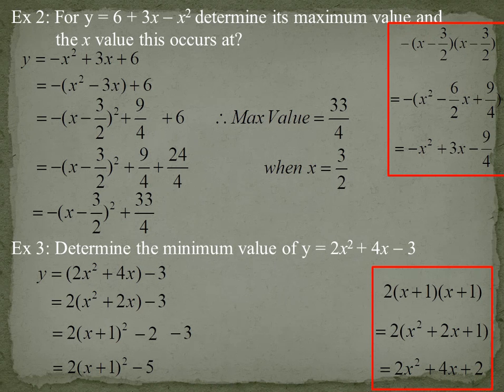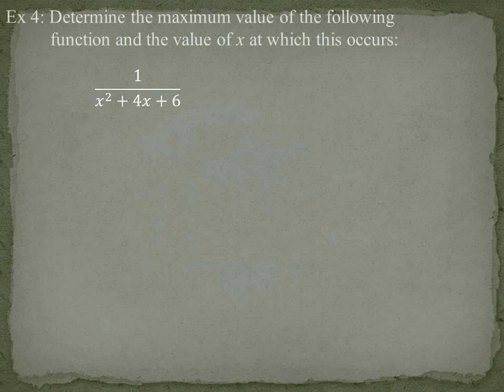Again, we've now completed the square, so we can determine the minimum value because this will be the value of the turning point since it's a minimum parabola. So therefore, our minimum value is minus 5. And on this occasion, we haven't been asked when it occurs, so we just need to write minimum value equals minus 5. Now, example 4.